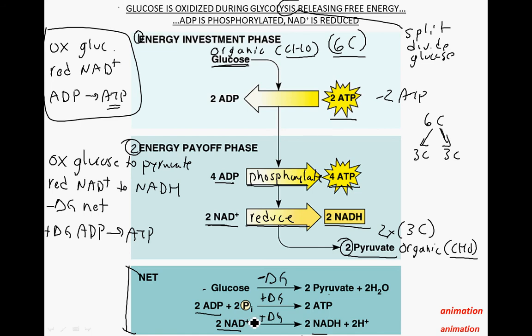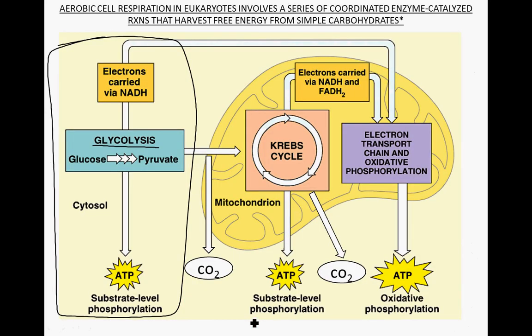And so if you go back to this diagram here, glucose is oxidized to pyruvate. Along the way, we're going to reduce NAD plus to NADH, and we're going to phosphorylate ADP plus a phosphate. We're going to phosphorylate ADP to get ATP down here. This all happens out here in the cytosol.